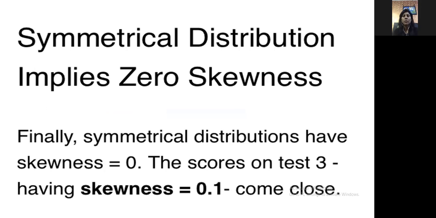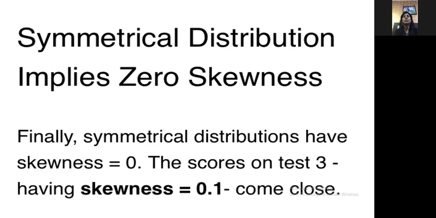Yes, before that, we will understand the symmetrical distribution also. How will we understand the symmetrical distribution? We have studied positive, we have studied negative. Now we will understand how to plot the graph of a symmetrical distribution and what it reflects. Finally, a symmetrical distribution shows you skewness zero. That means there is no skewness in the normal distribution or in the zero skewness curve.